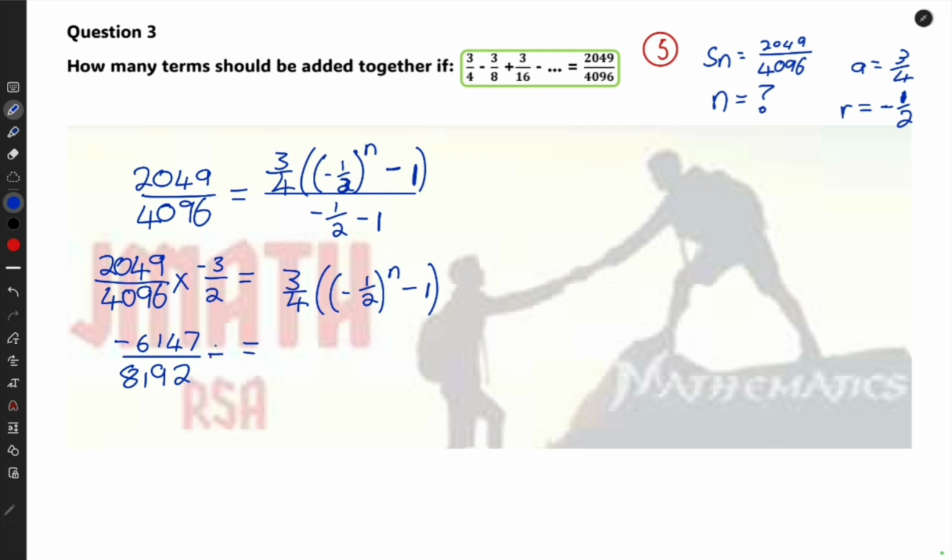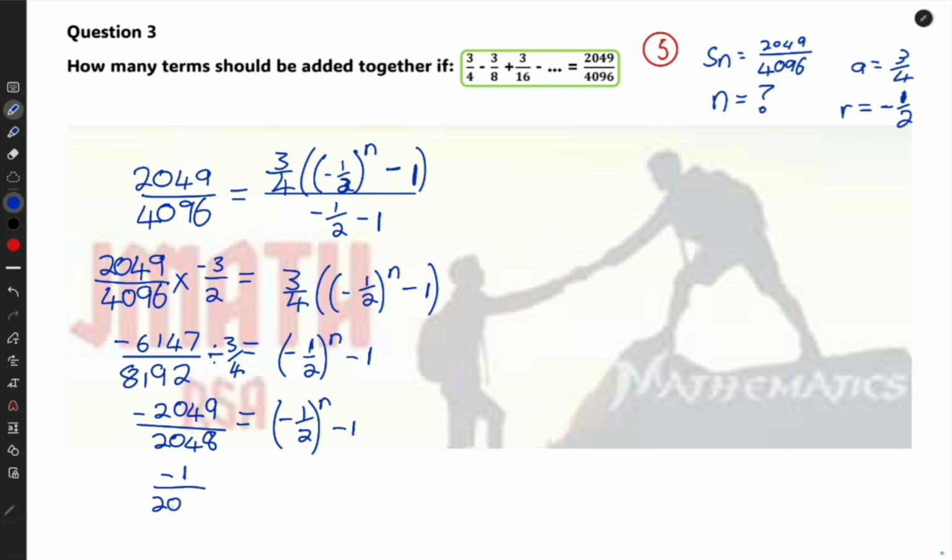Like I said, now I can take over the 3 over 4, so I'm going to divide by 3 over 4 on this side. That leaves me with R to the power N minus 1. If I type that into the calculator, my answer will be minus 2049 over 2048. Okay, so now I want to get this base alone. So I'm just going to plus 1 to the other side, and that's going to give me minus 1 over 2048 is equal to minus a half to the power N.